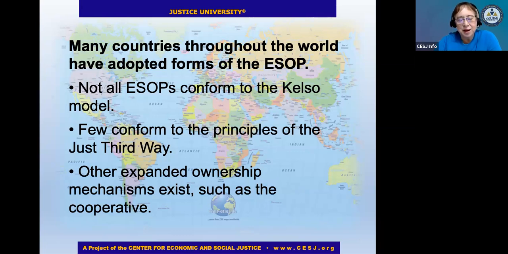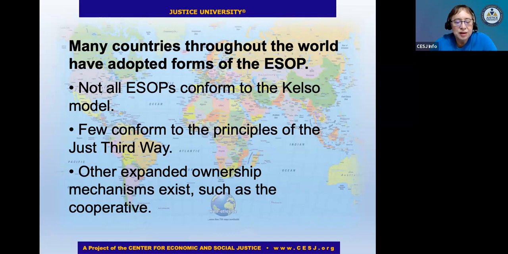You always look at how the plan is set up to determine whether the three elements we were talking about exist, if we're going to call it a true ESOP. And most ESOPs are not necessarily reflective of those three principles. So they're not all the same quality, but under US law, they have to meet certain conditions.